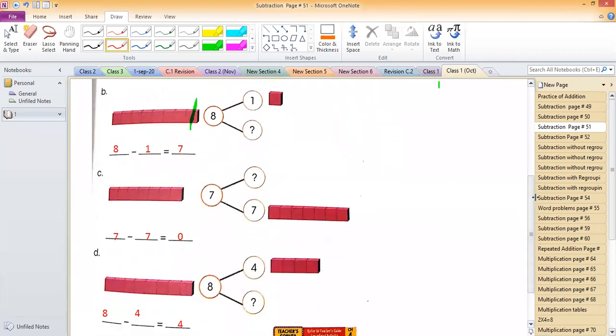Take one more example. How many cubes are here? 1, 2, 3, 4, 5, 6, 7, and 8. 8 cubes are there. And this one cube went there. So how many cubes should be there? 1, 2, 3, 4, 5, 6, 7. It should be 7. How do you write a subtraction sentence? You write the total, this is the whole, 8, minus one of the parts, 1, and you'll find another part, which is 7. Is that clear, guys? In that way, you have to complete all. Is that clear?